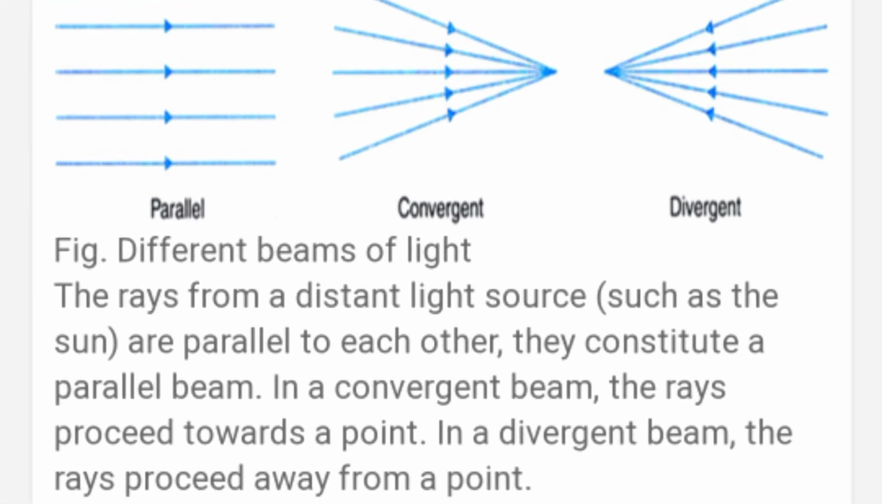In this figure, different beams of light are shown. Firstly, the rays from a distant light source are parallel to each other. They constitute a parallel beam. But in a convergent beam, the rays proceed towards a single point. Whereas in a divergent beam, the rays proceed away from a point. So all these are the different types of beams of light.